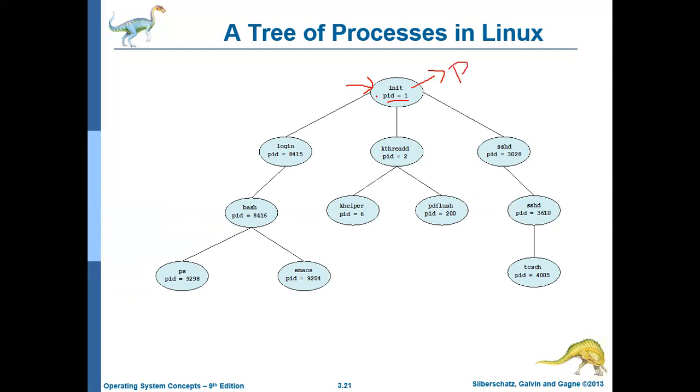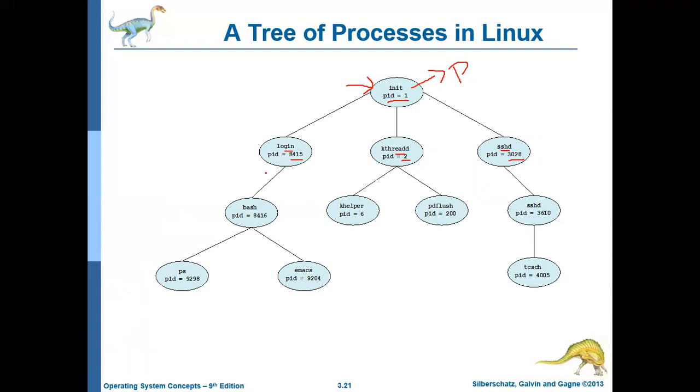This init process has created three processes. Login is one process, kthread is another process, and sshd is another process. These are the three processes the init process has created, so these are the child processes of init. The process ID of login is 8415, the process ID of kthread is 2, and the process ID of sshd is 3028.